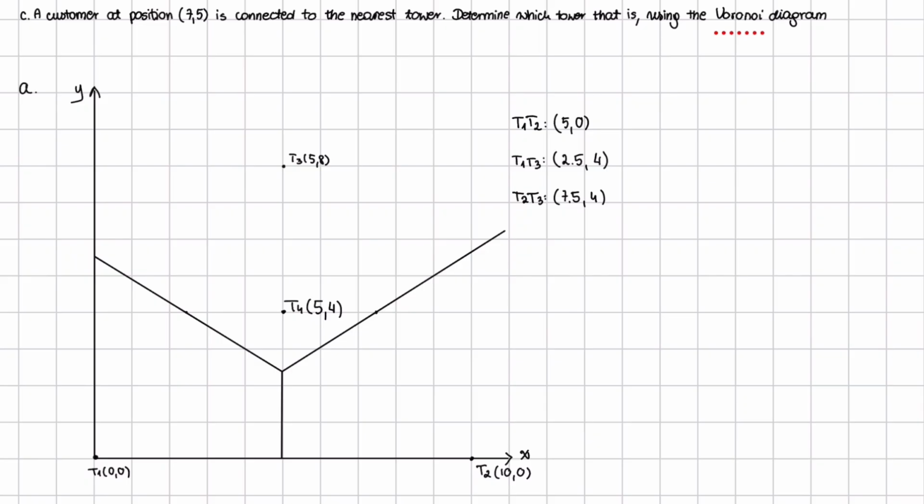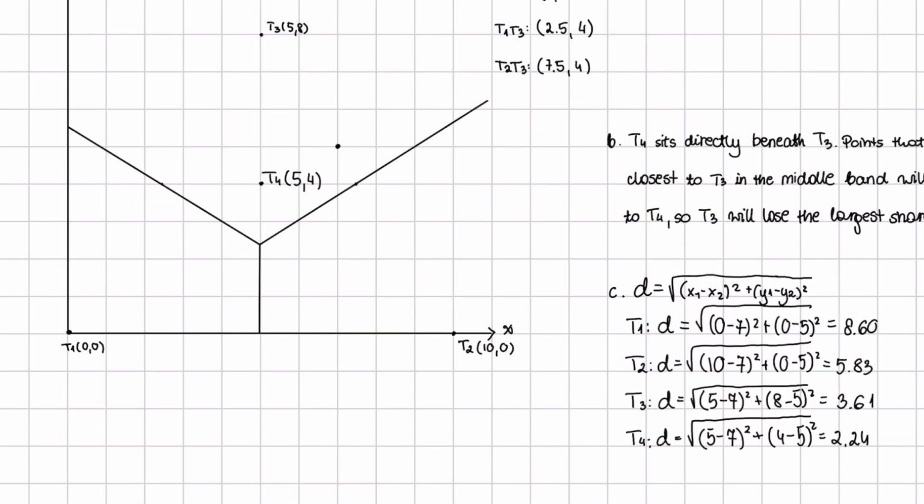So the points that were previously closest to T3 in the middle band will now be closer to T4, so T3 will lose the largest share of its region. And of course T1 and T2 will also lose small triangular pieces near the center, but the biggest impact is on T3 because as you can observe, T4 is placed closest to it. So these are our calculations, and as we expected, T4 is the closest.